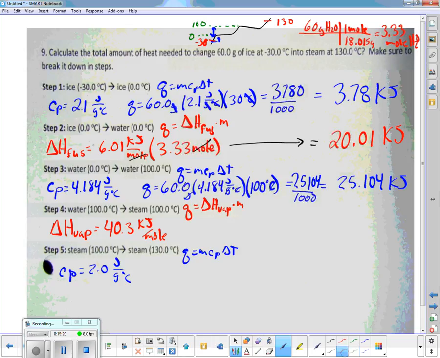Okay, I'm going to go to the red next one. Again, it's fairly easy because I've already got moles up there. So I'm going to take that, times it by 3.33 moles. Moles are going out. This one will be bigger. It takes a lot more energy to change water into steam.